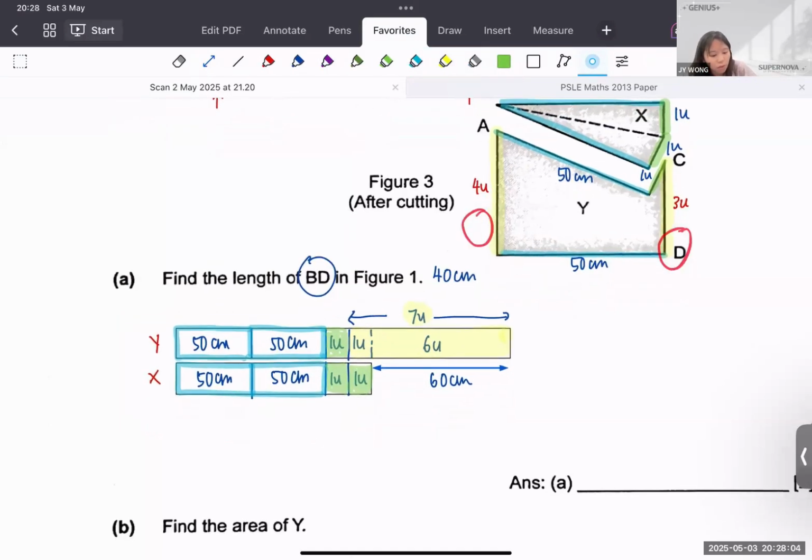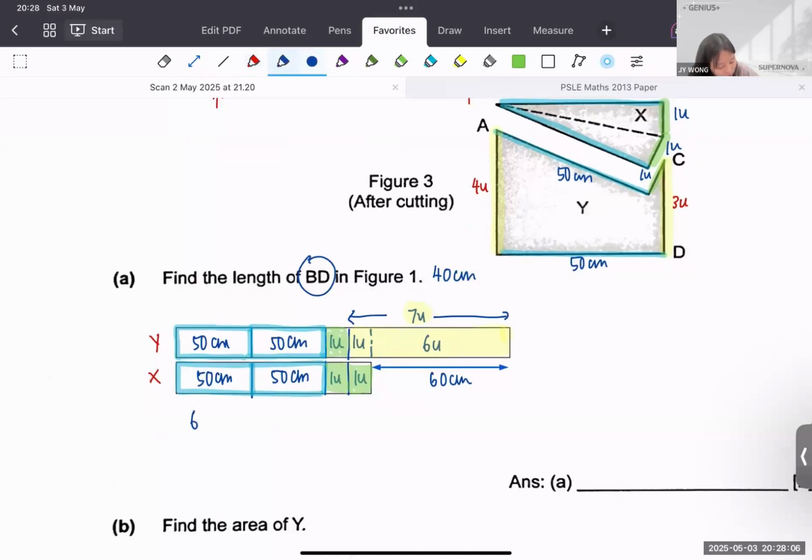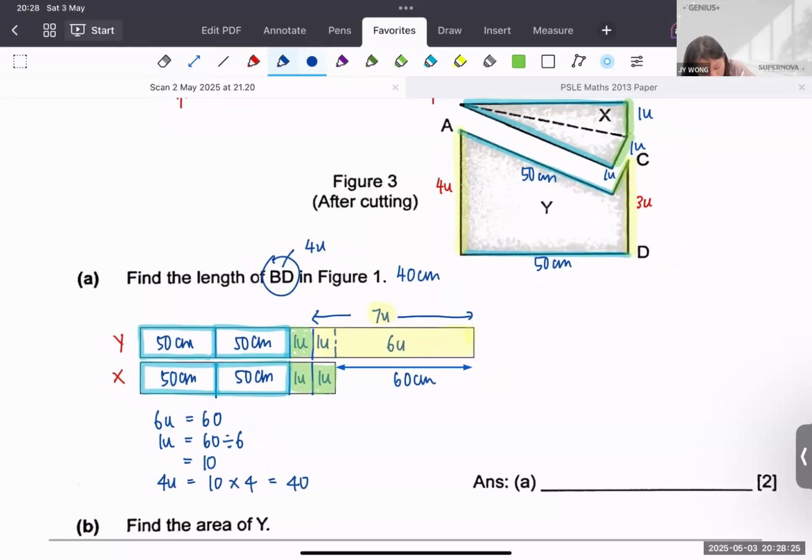Now from the model, you can tell that 6 units is 60 centimeters. 1U will be, you don't need to write units, 60 divided by 6, which gives you 10. I'm supposed to find BD. BD was 4 units, right? So 4U equals 10 times 4, which is 40. Please make sure you put in 40 centimeters.